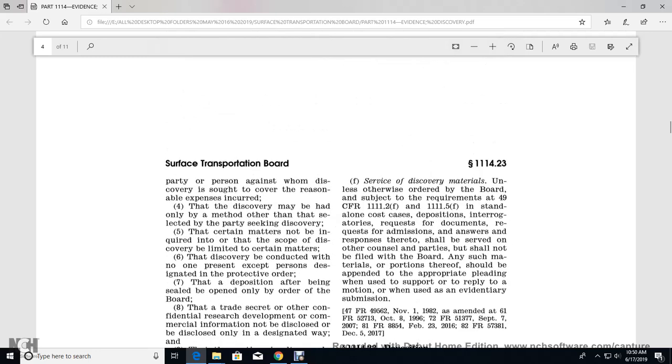Service of the discovery materials, unless otherwise ordered by the board, within subject to the requirement of Title 49 CFR 11.11.2, 11.11.5. Depositions, interrogatories, requests for documents, requests for admission, and the answers responded thereto shall be served only on the other counsel of the party. They shall not be filed with the board, except any such material or portion thereof that shall be appended to the appropriate pleading in support of a reply, motion, or evidence submission.